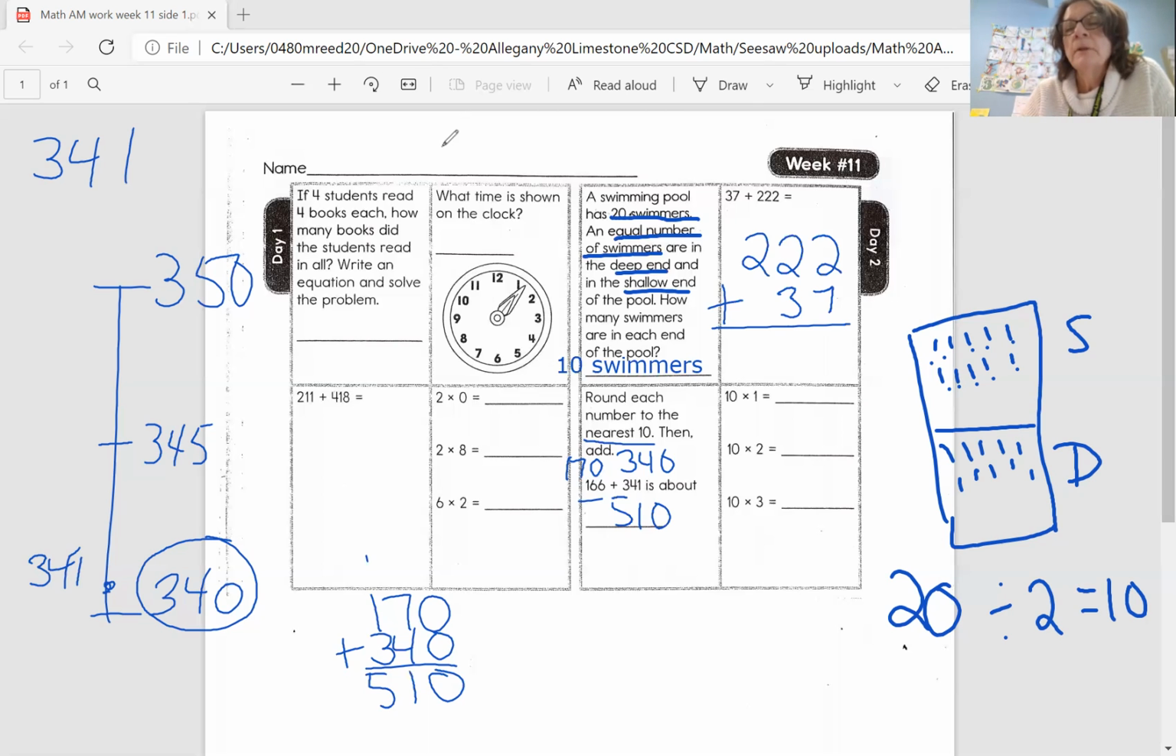Okay, and then I just add away. I start with my ones. 2 plus 7 is 9. 2 plus 3 is 5. 200s plus nothing is 200s, and my answer is 259, and I didn't even have to do any regrouping.